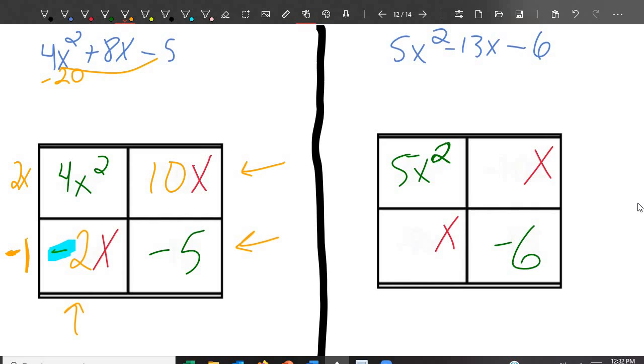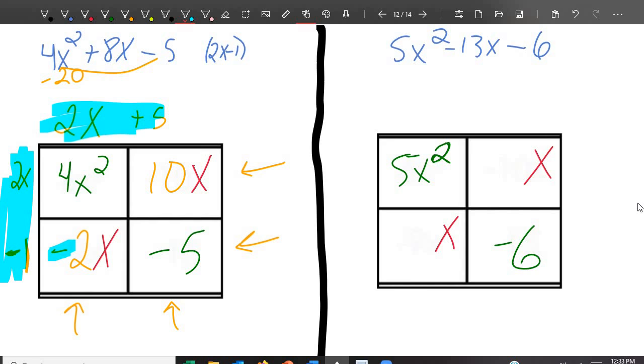Now let's factor this column. They have an x for sure, and they're both divisible by 2. This one, the 10 and negative 5 are both divisible by 5, so we're going to get a plus 5. So the factored form is 2x minus 1 and 2x plus 5. And you could go check this if you wanted to by doing the FOIL method. All right, let's do the next one.